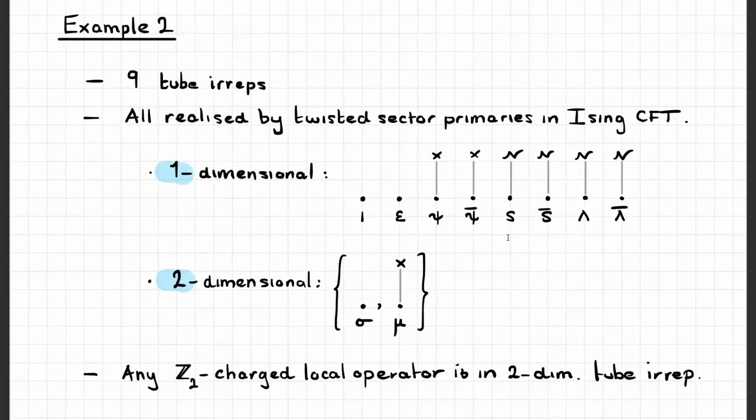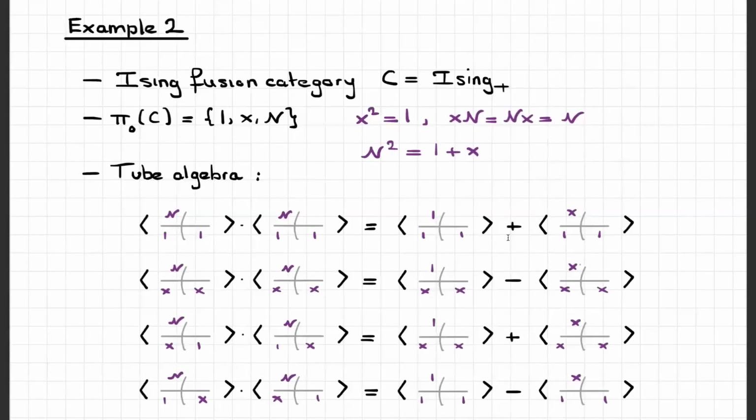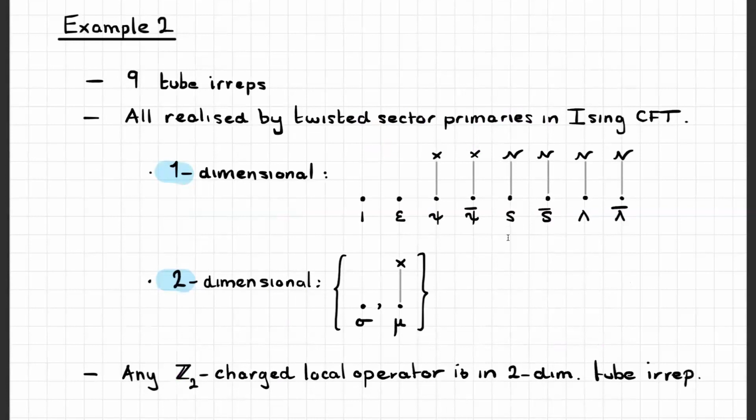Okay, you can also classify the irreducible representations, either by finding idempotents or by studying the Drinfeld center, which is, there should be some citations here. But this is well known in this case that there are 9 irreducible representations. And one nice thing is that they're all realized once by the twisted sector primary operators in the Ising CFT. So if you just have a look at the list of those things, there are basically 10 of them, and 8 of them transform in one-dimensional tube irreps. This is the list of them here.